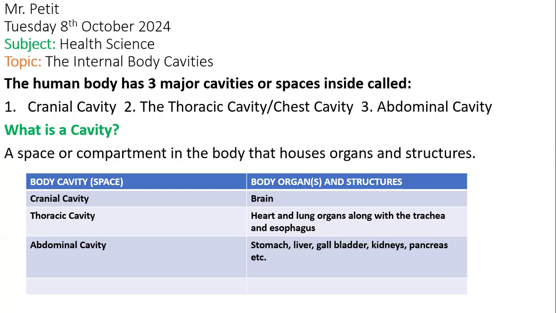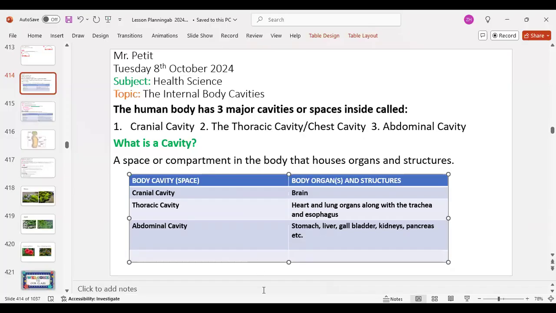Where's Aiden? Yes, sir. What are the organs that we have in the abdominal cavity? The stomach, liver, gallbladder, kidneys, and pancreas. Very good. Aiden, are you writing this down? Yes, sir. Good.